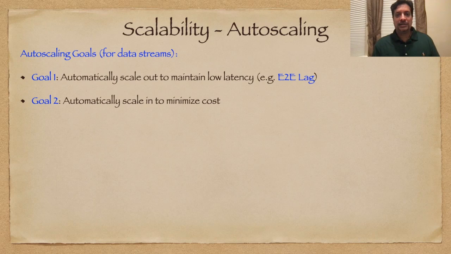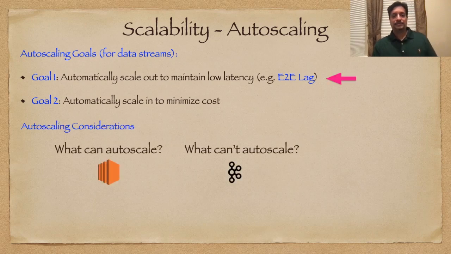When auto-scaling, especially for data streams, we usually have two goals. Goal one is to automatically scale out to maintain low latency, for example, to minimize end-to-end lag. Goal two is to scale in to minimize cost. For this talk, I'm going to focus on goal one.